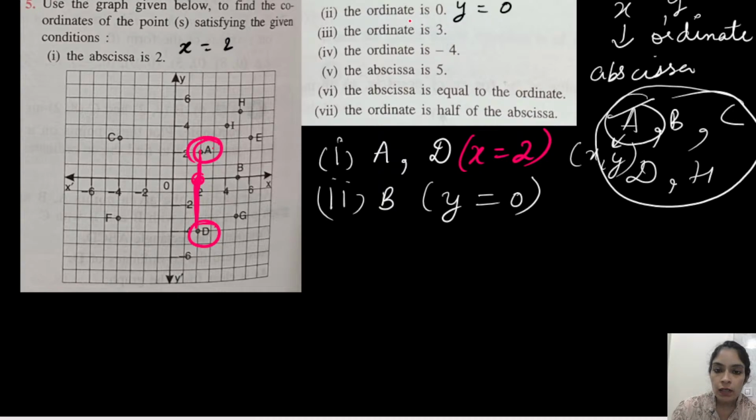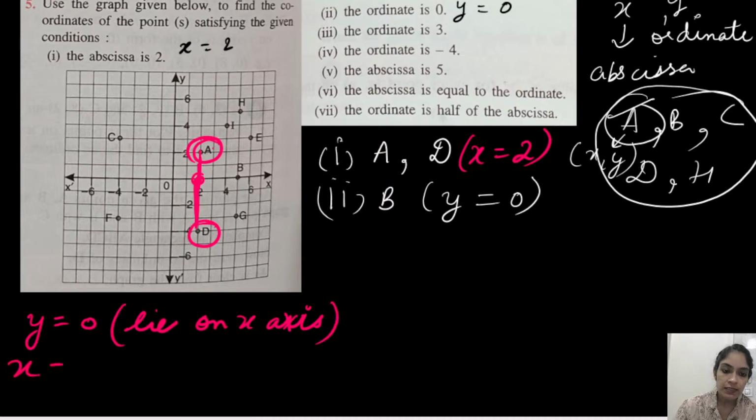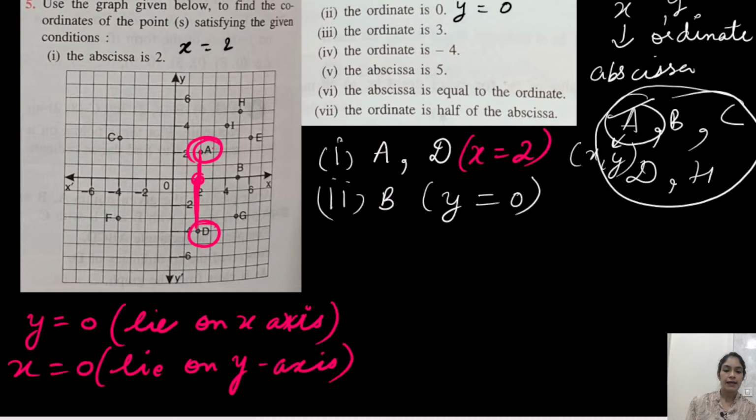So next one, y is 0. Ordinate is 0, that means y is 0. So an easy way to remember: if any point has y equal to 0, that point will always lie on the x-axis. If x is equal to 0, opposite, that point will always lie on the y-axis. So if y is 0, that point will lie on the x-axis. If x is 0, that point will lie on the y-axis.